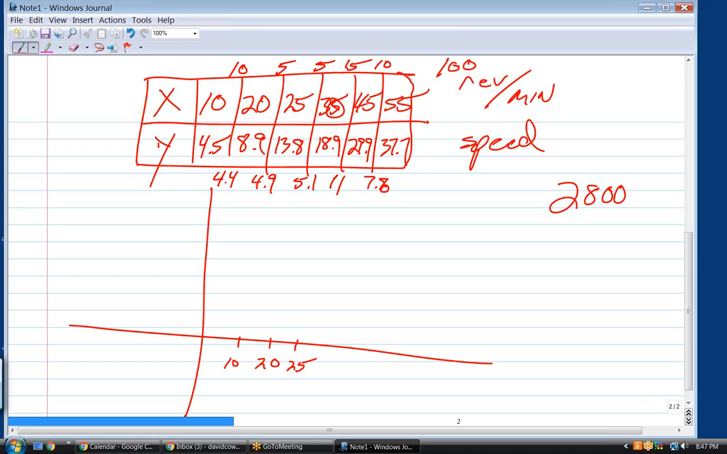They want the polynomial function, and then they want you, from that polynomial function, to predict what y will be when x is 28. 2,800, right, which is 28 on our table, right? Yeah.